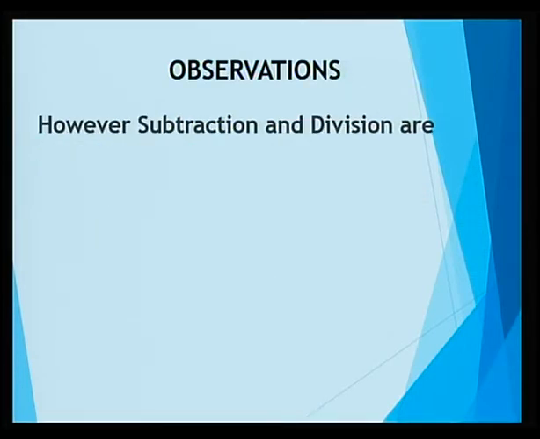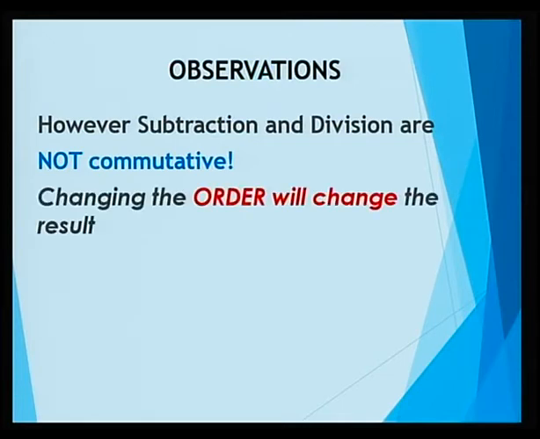However, subtraction and division are not commutative. Now, what does that mean? It means that when you change the order, okay, the result will change. Let's see. 4 minus 5. 4 minus 5 is what? It is simply minus 1. Okay? And 5 minus 4 is what? 5 minus 4 is 1. Minus 1 is not equal to 1. That's why we say that subtraction is not commutative. And the same for division. 40 divided by 5. 40 divided by 5 is 8. It is not the same as 5 divided by 40, which is 1 over 8.